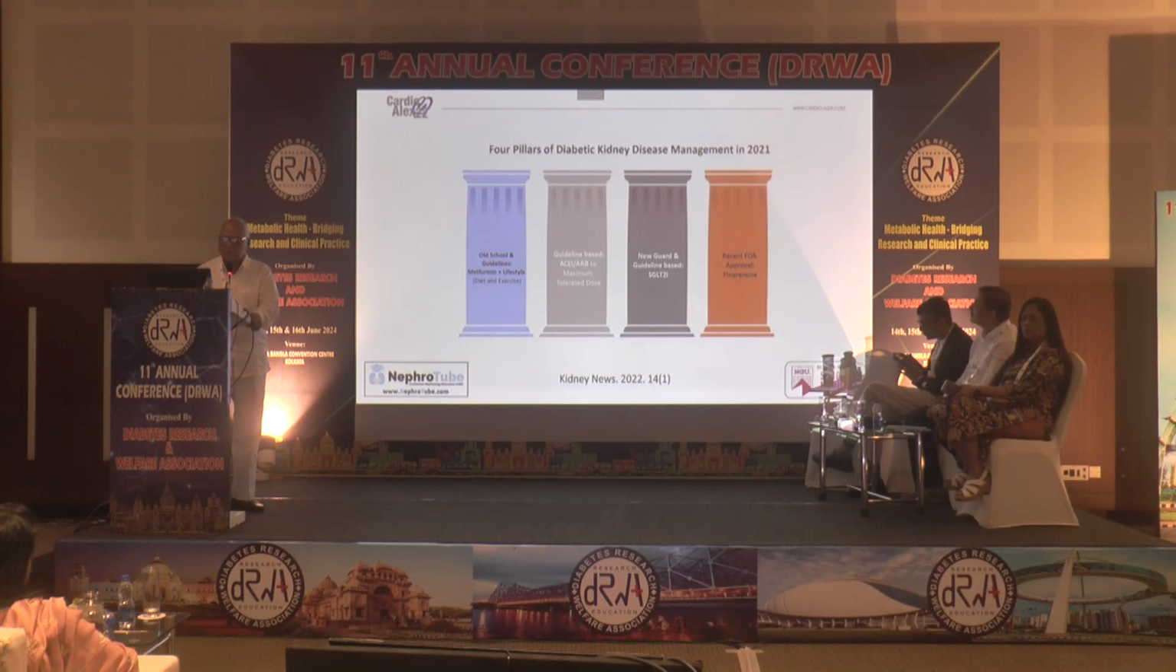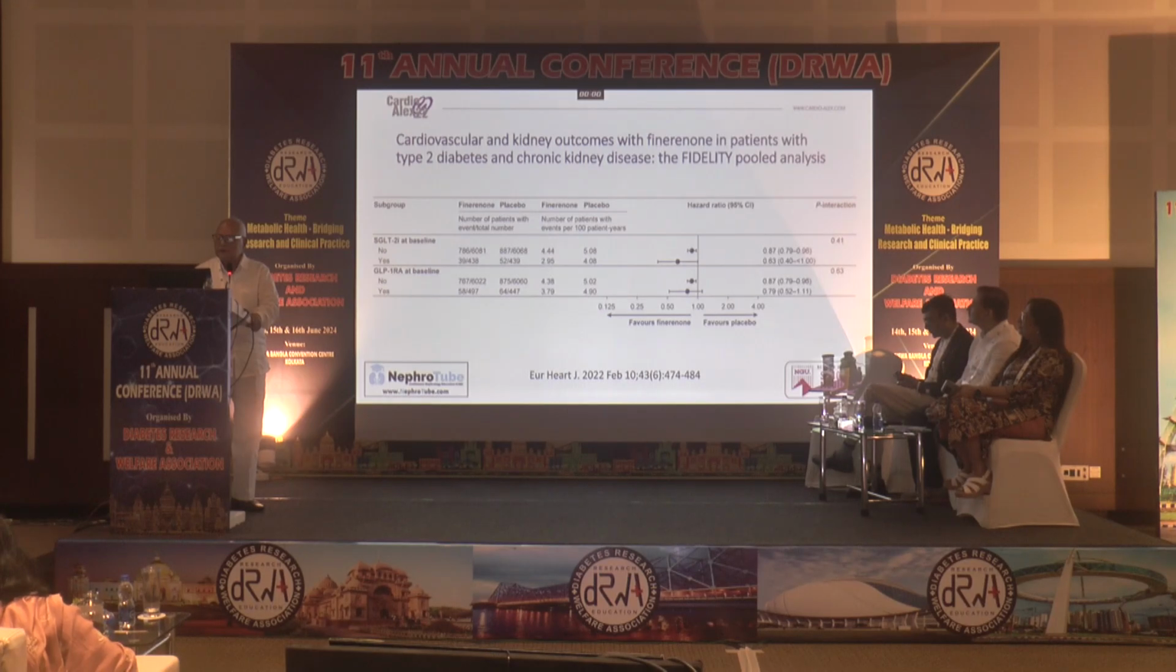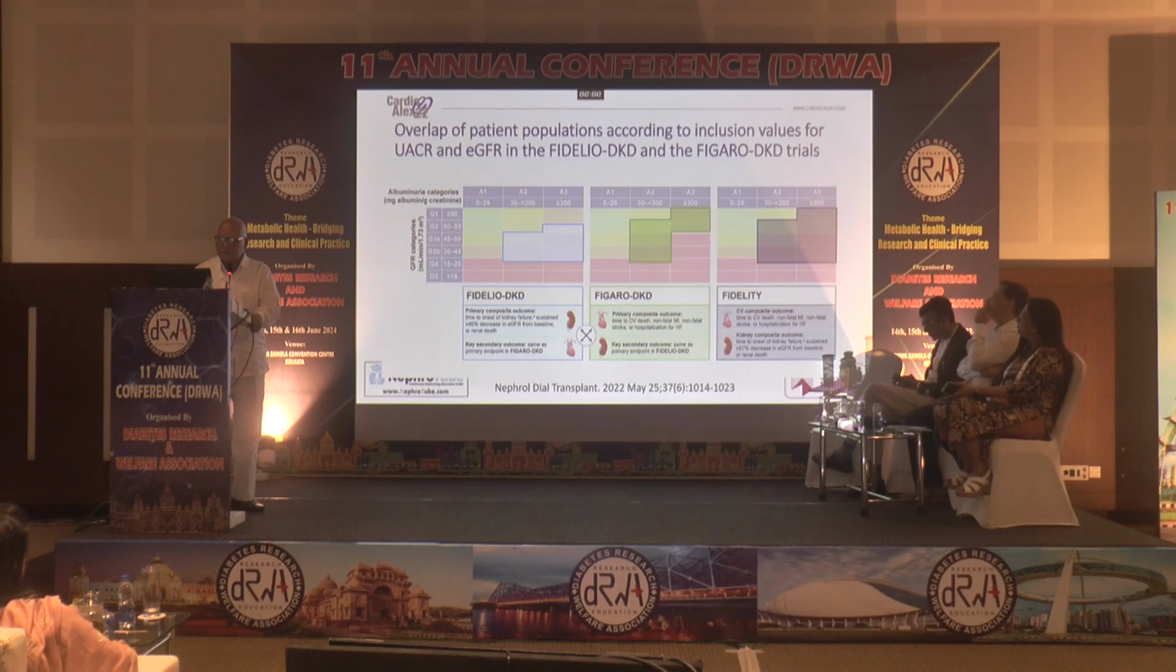These are the four pillars you all know now. So you have the old school like me, an outdated man. Dada is still young. You could use these guidelines: metformin and lifestyle, then ACE inhibitor or ARB at maximum dose, then SGLT2 inhibitor, and then Finerenone, the latest popular drug. And these are some of the studies, the outcome trials, Fidelity. You can now use all three: MRA, ACE inhibitor, SGLT2 inhibitor, and you can also use all four together. These are the recent trials, Fidelio-DKD, Figaro-DKD, and Fidelity, in which all the drugs have been used.